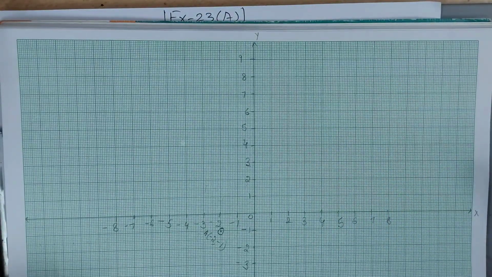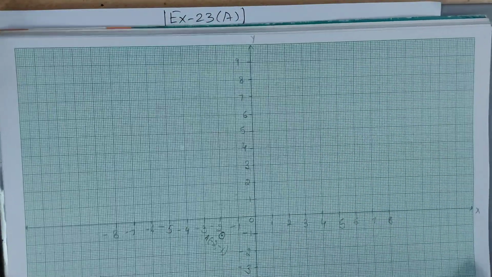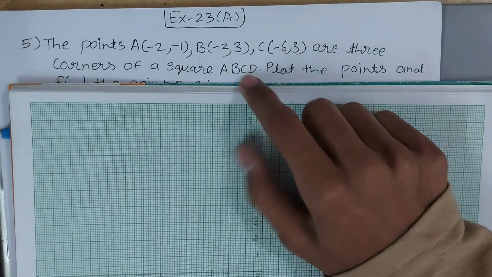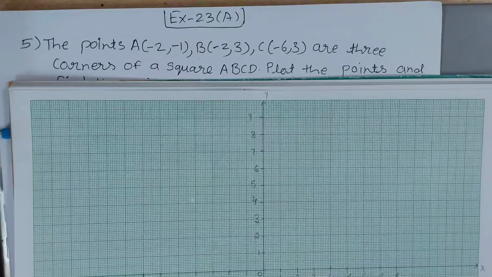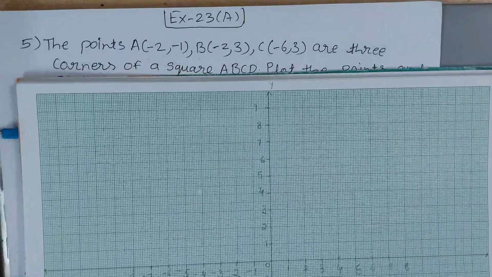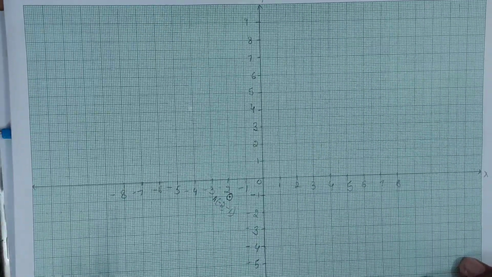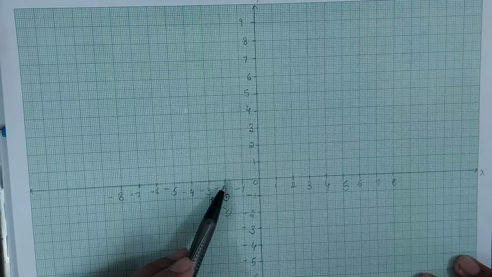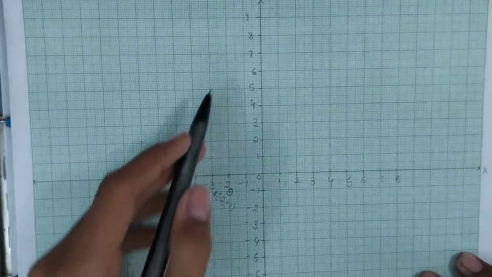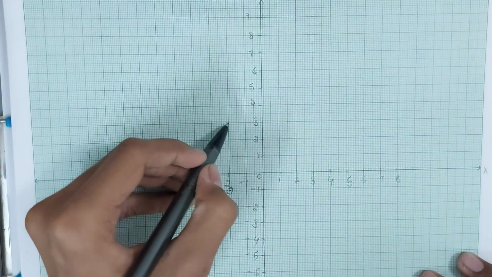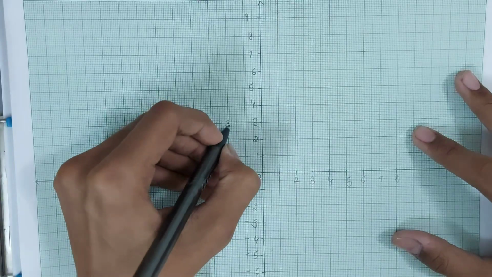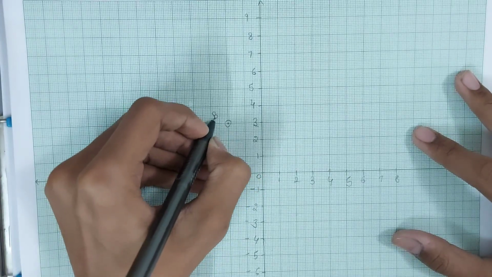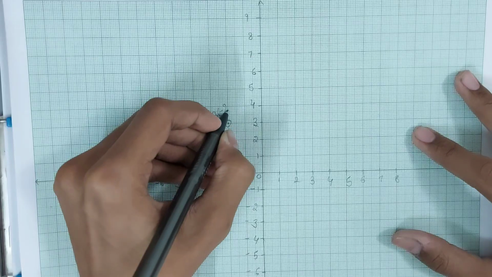Now see here, we have another point, point B, (-2, 3). Now -2 again on the x-axis and +3 now on the y-axis, that means over here. This point you can again put a dot and then circle it. This is point B, (-2, 3).